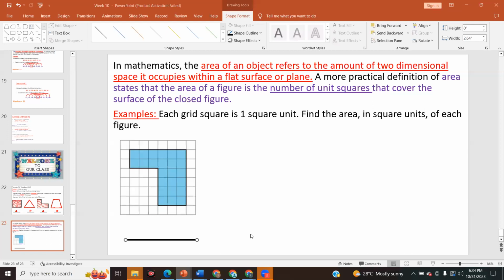What's going to be the area of this shape? Again, put your answer inside the chat, please.